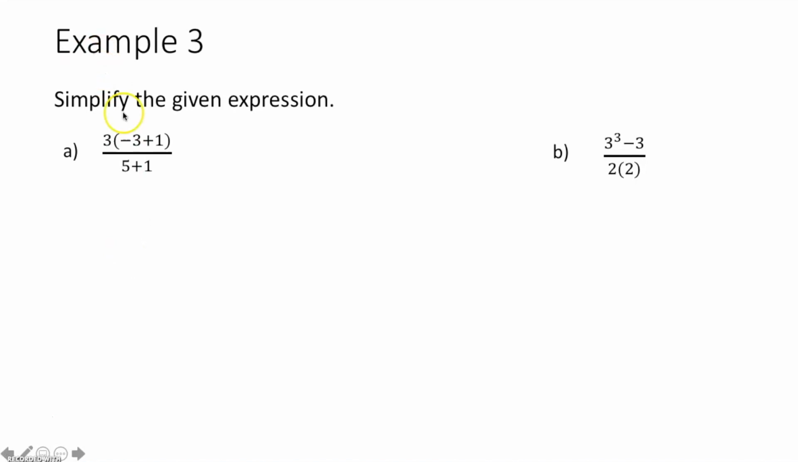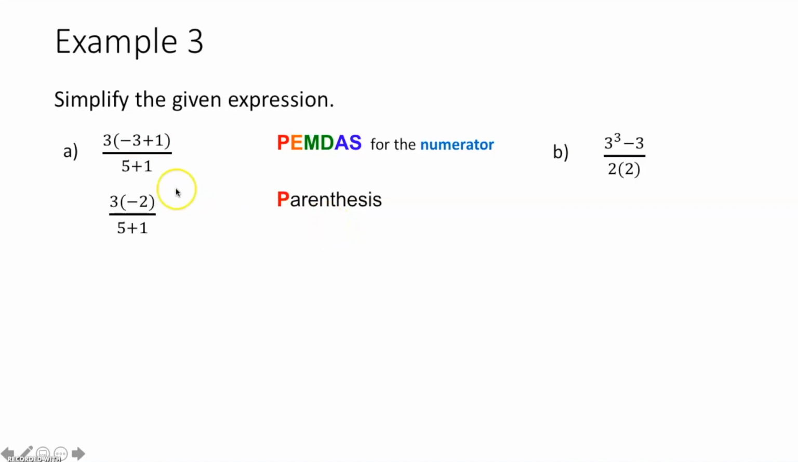So example 3, let's start with A. We're going to first do PEMDAS for our numerator. We start with parentheses. Are there any parentheses? Yes. So inside those parentheses, we're going to simplify. -3 plus 1 is going to be -2. Then, since we simplified everything inside the parentheses, we move on.